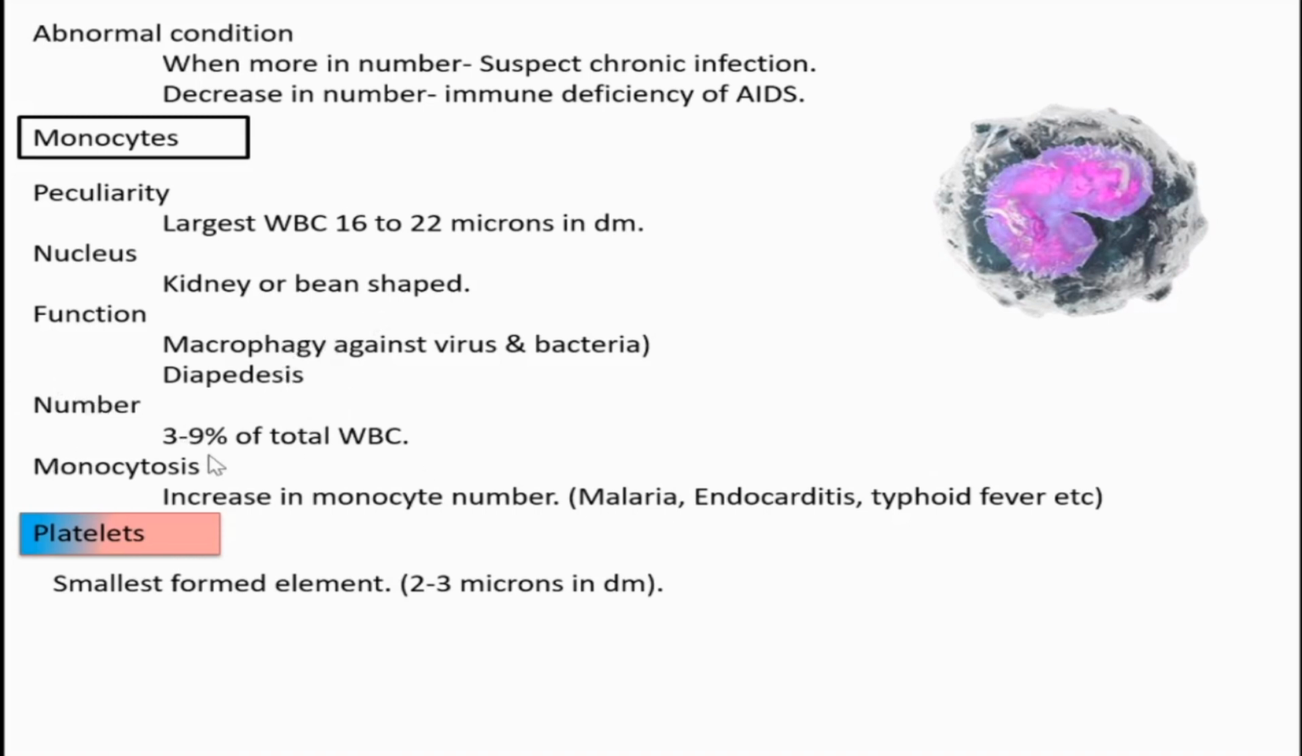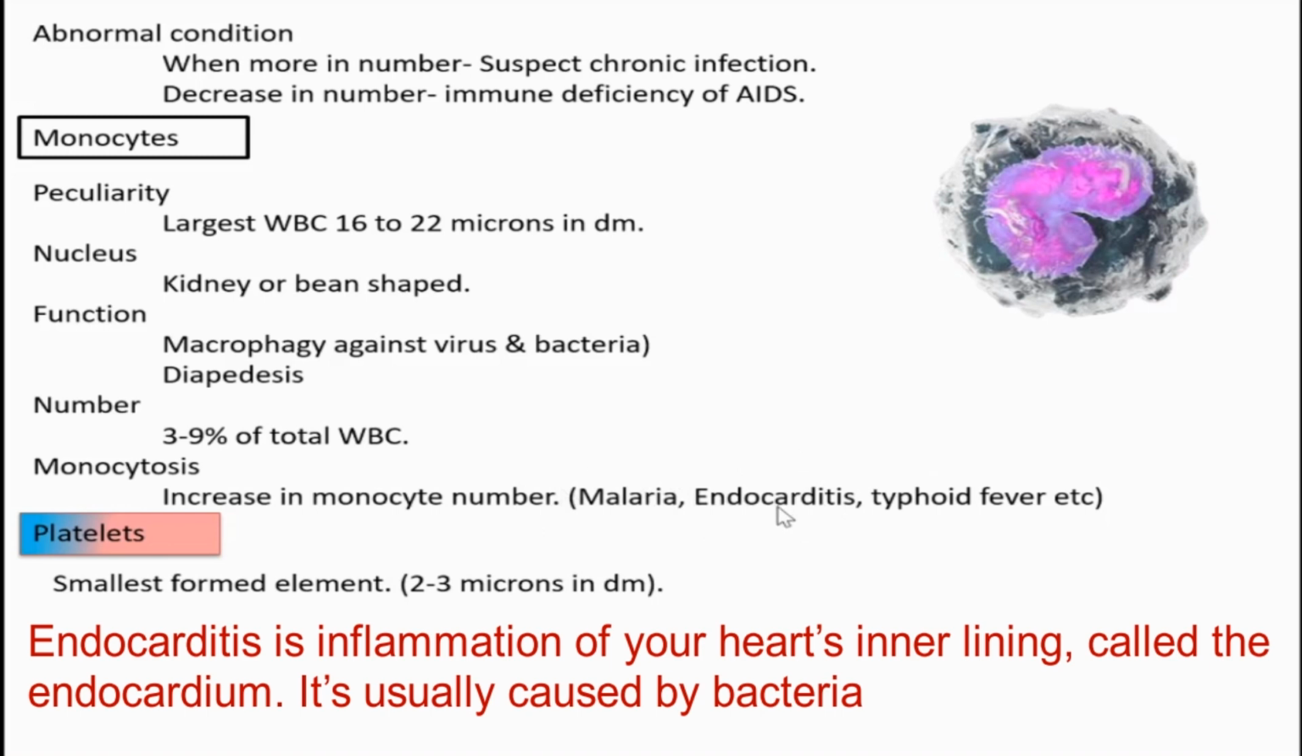Its number is 3 to 9% of total WBC. Monocytosis is a condition in which its number rises above the normal value. That condition usually occurs in malaria, typhoid, and endocarditis. In all these disease conditions, its number will rise.